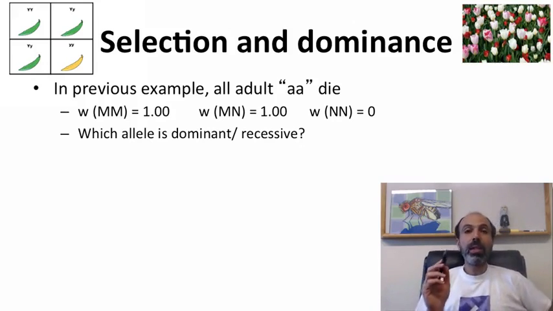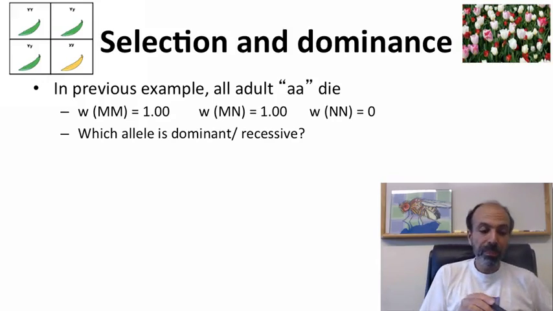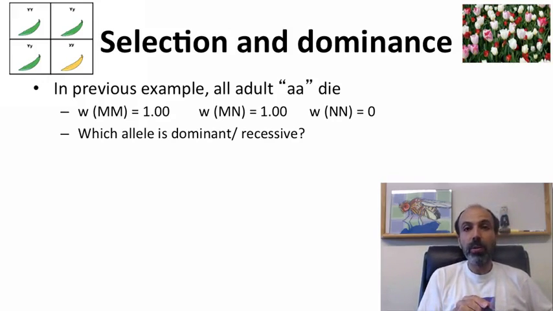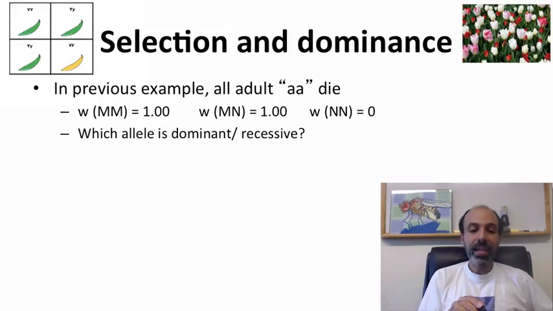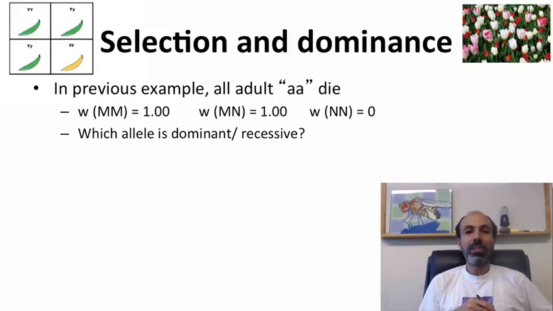So let's say now we're looking at the relative fitness of three possible genotypes. And again, there's two alleles. Genotype MM has a fitness of 1.0. This is again relative fitness. Genotype MN has a relative fitness of 1.0. And genotype NN has a relative fitness of 0, as in all individuals that are NN are dead.